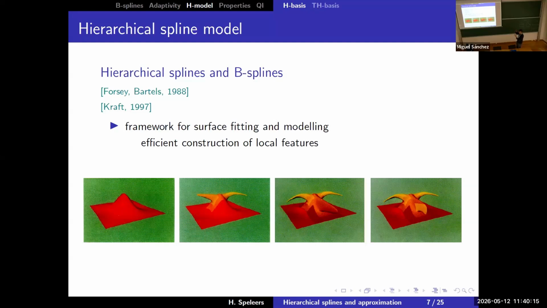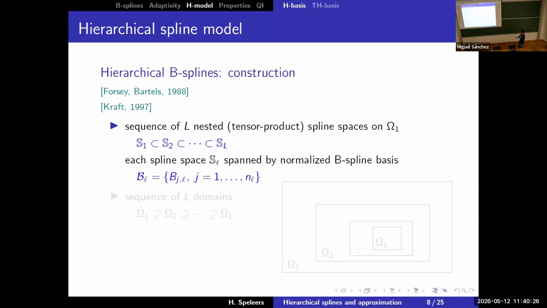Because somehow they were just combining different tensor product splines together, and then, okay, you get some nice model. But if you want to use these for analysis, maybe you want a better representation. And then Kraft in his thesis in '97 proposed the following solution. So basically, to arrive at his construction of B-spline basis functions in this hierarchical setting, you need two main ingredients. So first of all, you select a sequence of nested spline spaces.